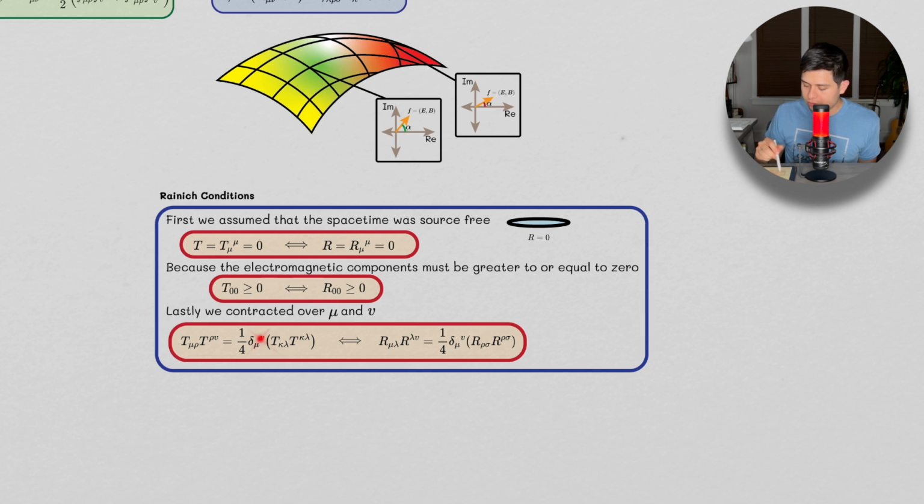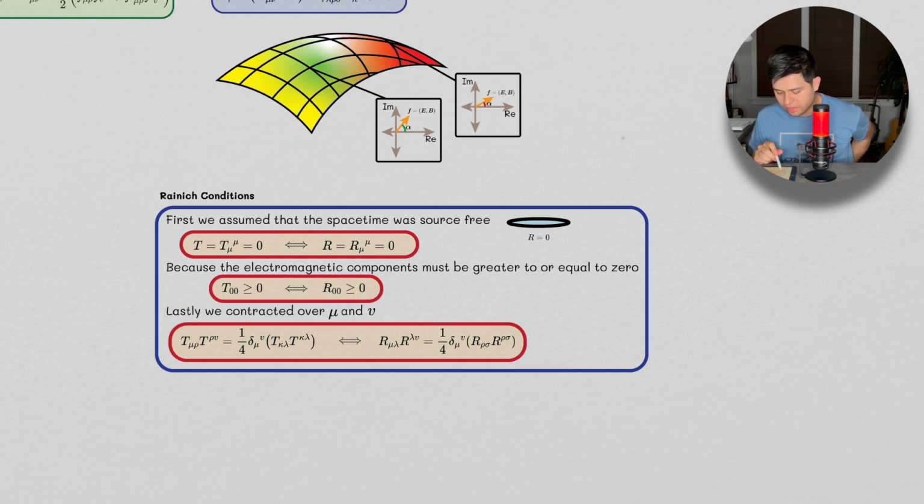And then we talked about the range conditions again. So range conditions, we assume that the space-time is source-free, and in this source-free case, we have this condition, and because the electromagnetic components must be greater than or equal to 0, we get these conditions. So this is really just saying that you can't have negative electromagnetic components.